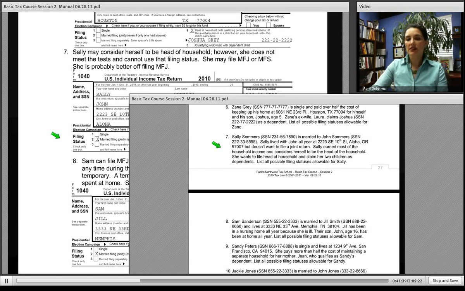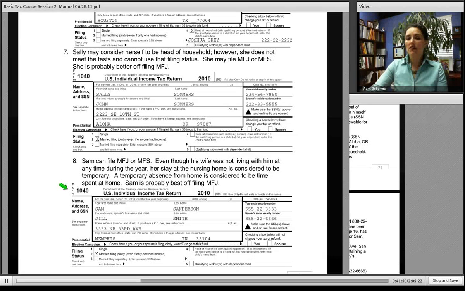Sam Sanderson is married to Jill Smith and lives in Memphis, Tennessee. Jill has been in a nursing home all year because she is ill. Their son John, age 16, has been at home all year. List all the possible filing statuses allowed for Sam. Well, Sam has 2 choices again: married filing separate or married filing joint.